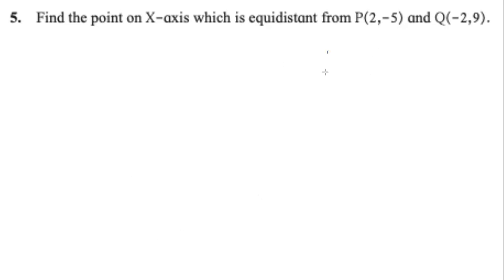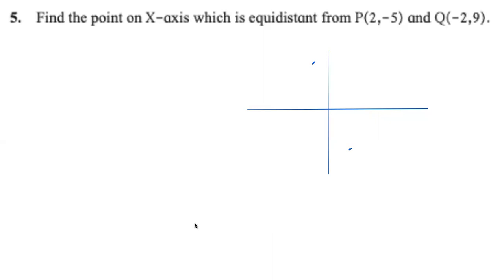So we can draw a y-axis, we can draw an x-axis. The points are P(2, -5). (2, -5) will be in the 4th quadrant. You know? It will be in the 4th quadrant. So somewhere here, say. And Q is (-2, 9). So it will be somewhere here.